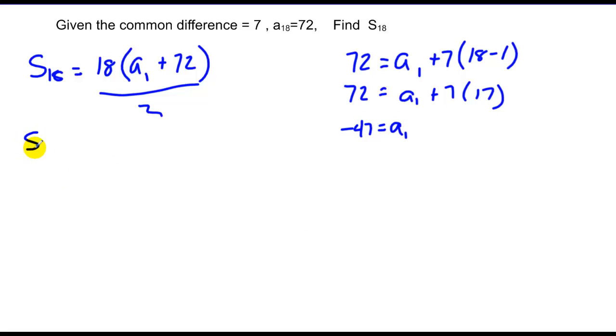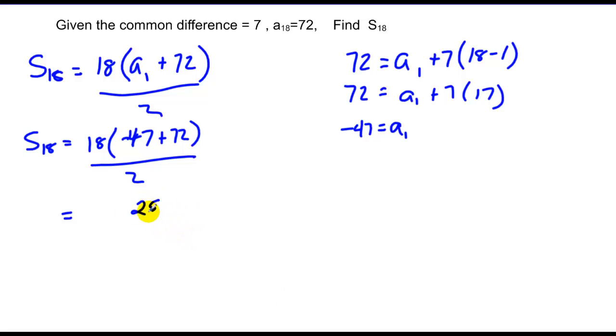I just plug into my equation now. Sum of the first 18 terms is 18, times negative 47 plus 72, all over 2. 72 minus 47 gives me 25, and that is a positive, and that's a 9, and 9 times 25 is just 225.